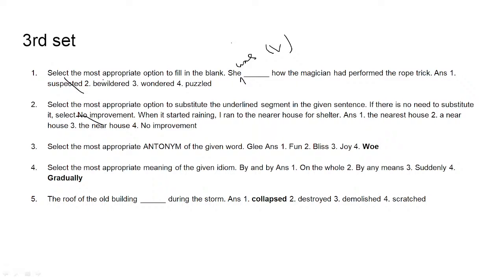Wondered मतलब सोचना. And puzzled is the correct answer over here. क्योंकि why? Because puzzled means to get confused. Bewildered is getting confused in a wild way, मतलब बहुत ज्यादा, पागल पागल हो जाना. But puzzled मतलब पागल नहीं हो जाना. Puzzled मतलब simply confused हो जाना. So that is why our fourth option will be correct, क्योंकि वो puzzled हो गई थी, confused हो गई थी कि magician ने rope trick कैसे किया, इसीलिए.